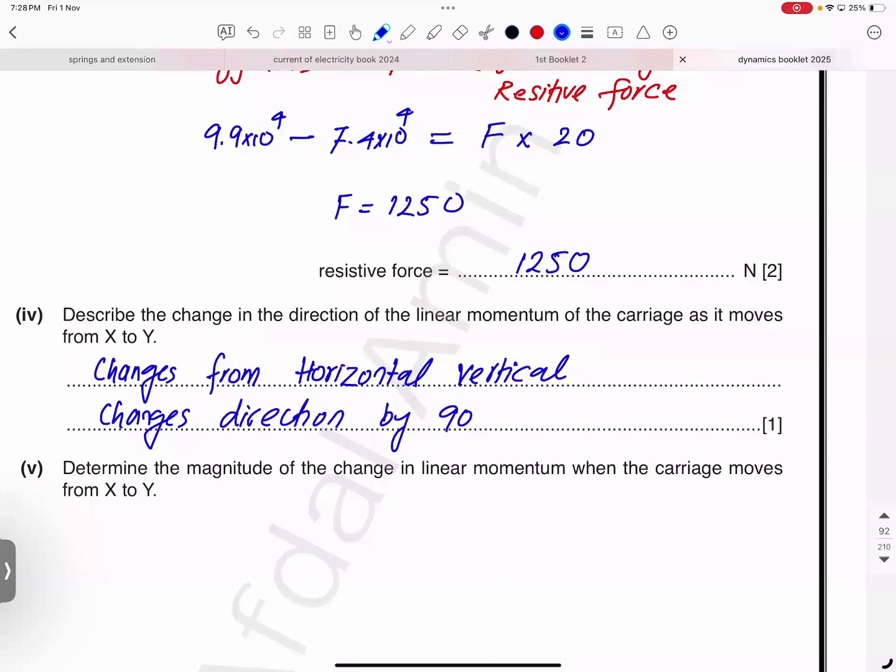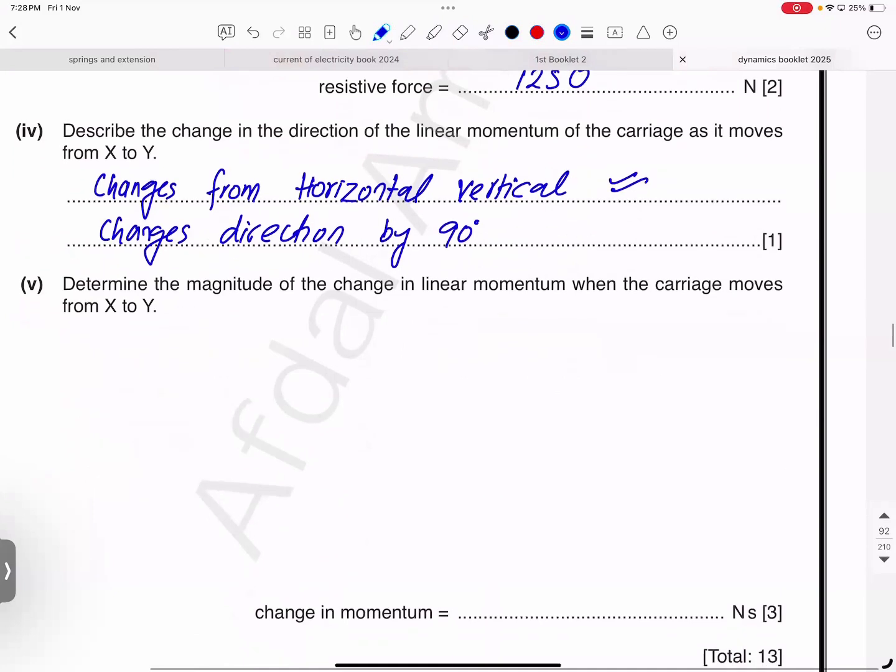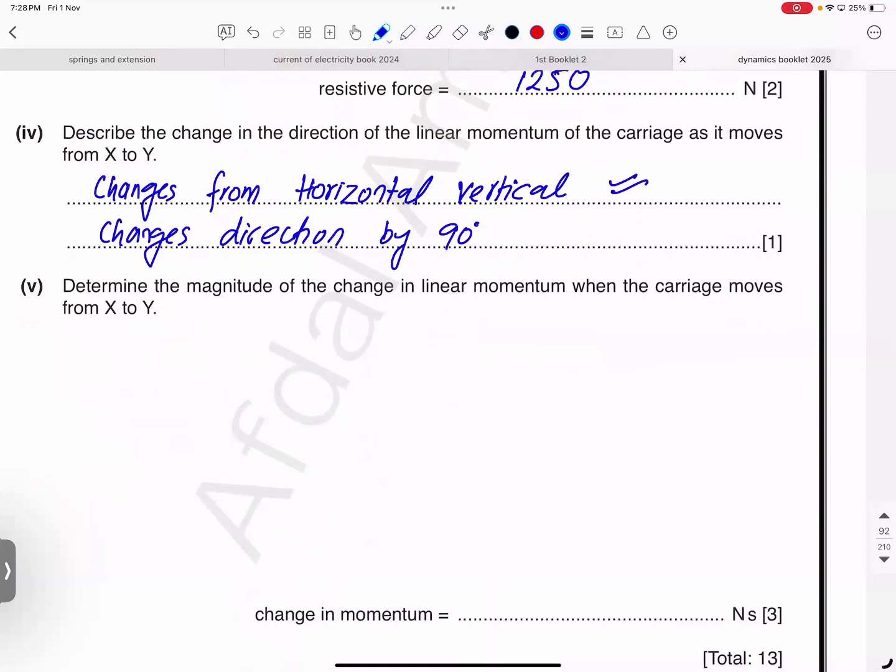By 90 degrees. Certainly, I will prefer the first answer. It's more clear from horizontal to vertical. Determine the change in momentum. Now, this question is really a beautiful question. Initially, you had horizontal momentum, yes? Eventually, you have vertical momentum.